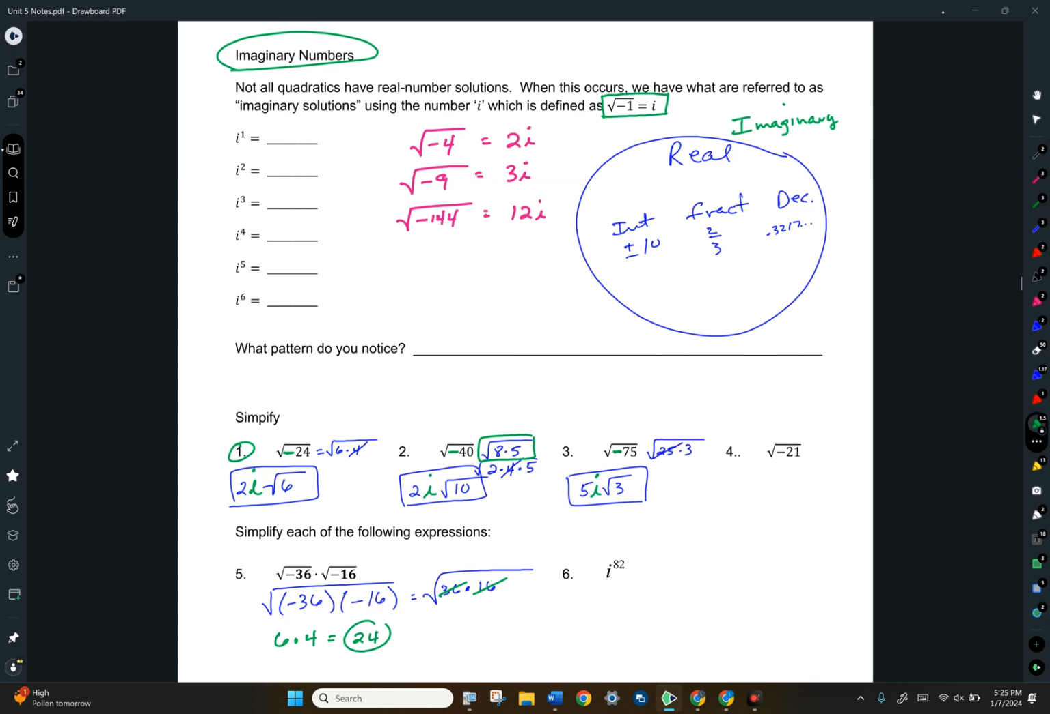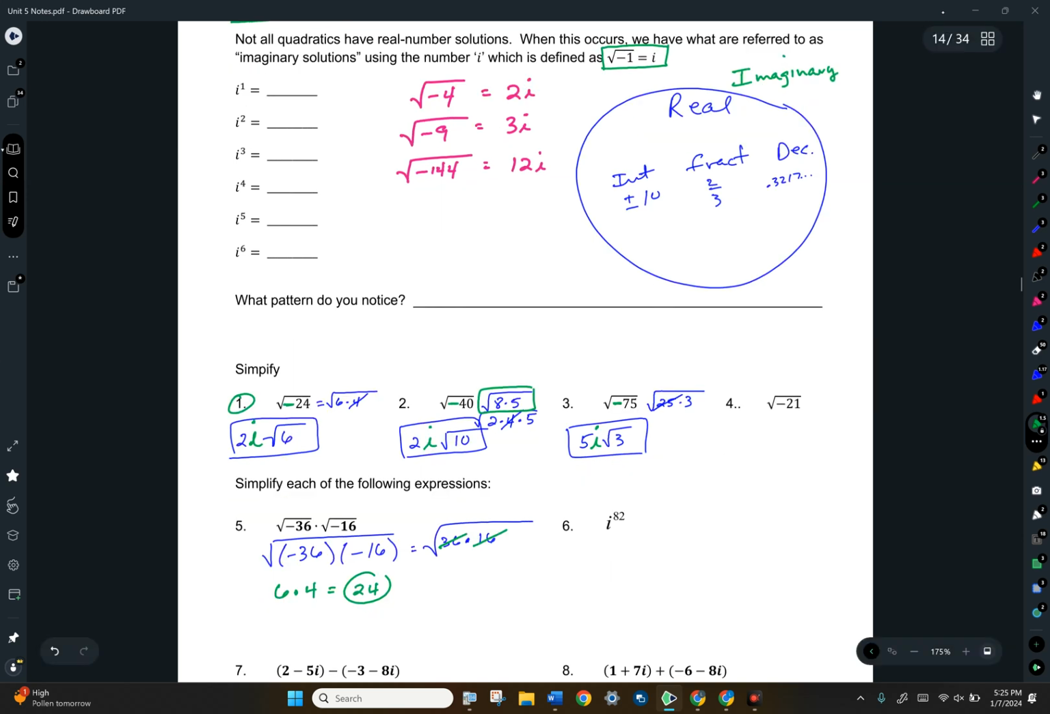So this is section 5.3b. This is the second part of imaginary numbers. And what we talked about in the last video was that if you have a negative under the radical, under the square root, that's an imaginary number. And then to simplify, you just put the symbol i, the letter i, on the outside to represent an imaginary number.